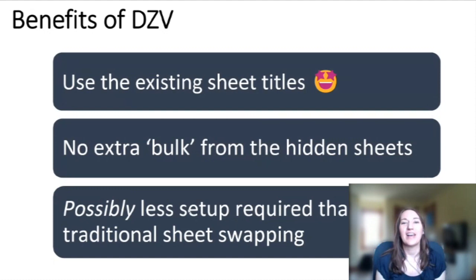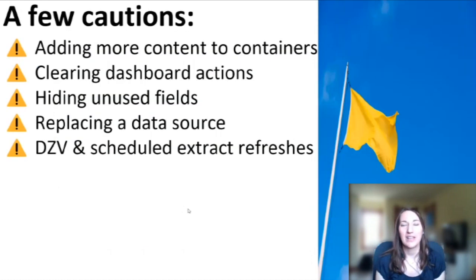So this first one, adding more content to containers when you've got dynamic zone visibility enabled. Oh, I can't even tell you how much I've struggled with this recently. I have a dashboard I'm building for a client where I've got, I think, 8 or 9 containers that I'm hiding using a parameter. And woe is you if you've started building it, started using dynamic zone visibility, and realize, oops, I need to put this sheet in one of my containers. No, Tableau is having none of that.